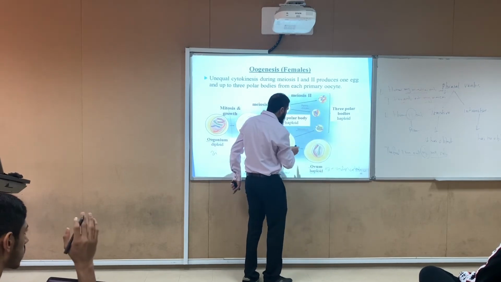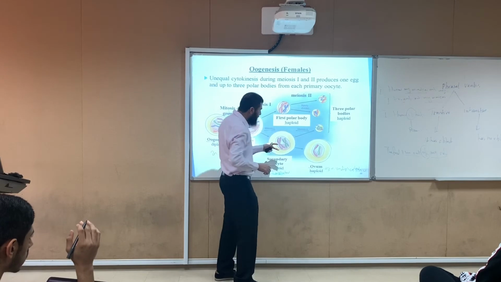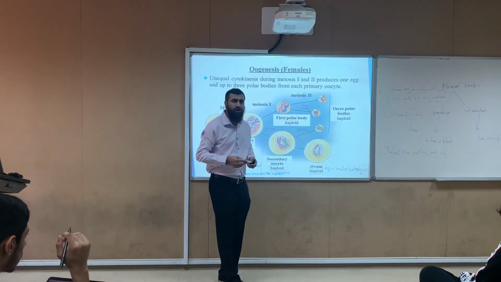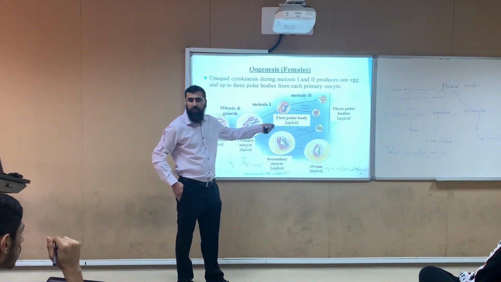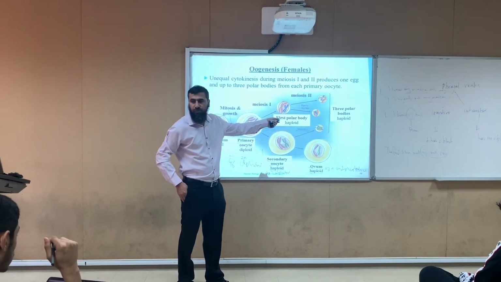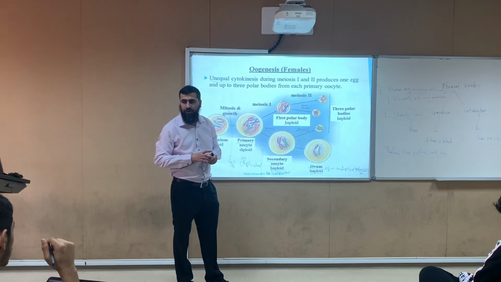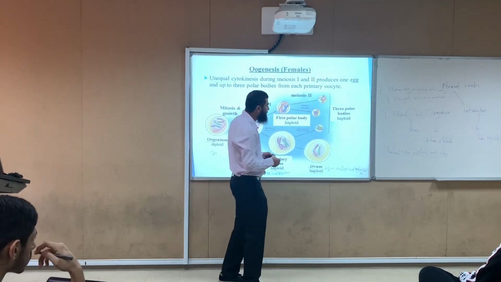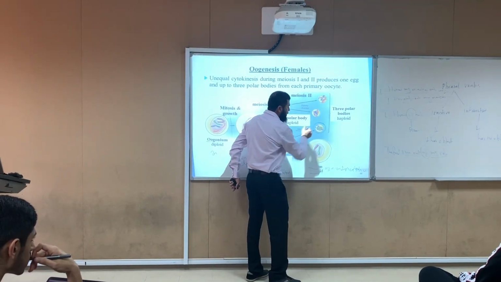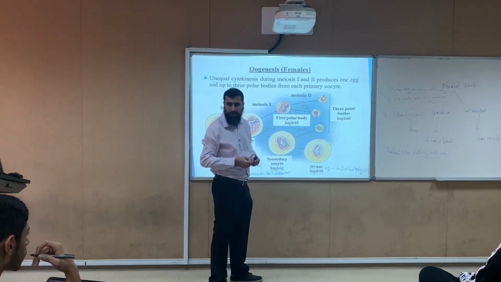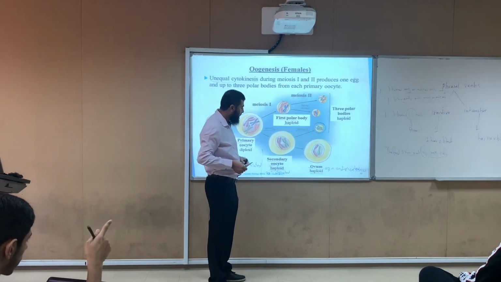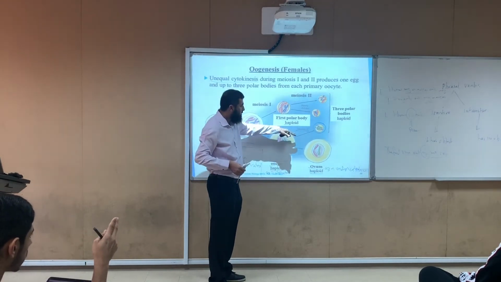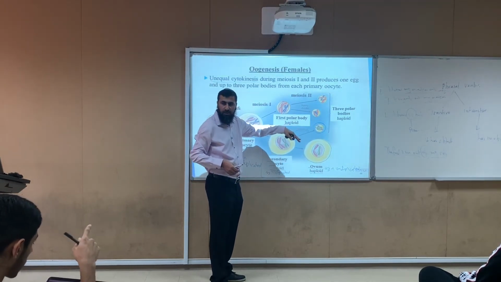Okay? Now, remember in meiosis two, we get separation of the sister chromatids. So those 23 chromatids need to end up somewhere. So we have a second polar body formed, okay? In meiosis two, the second polar body.